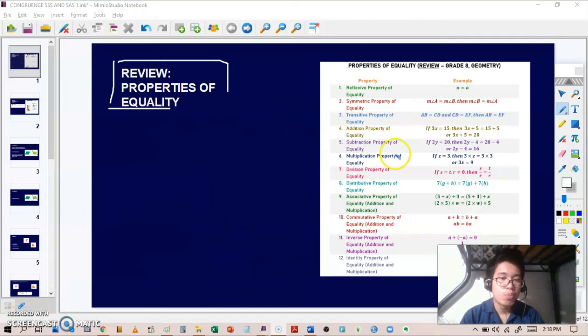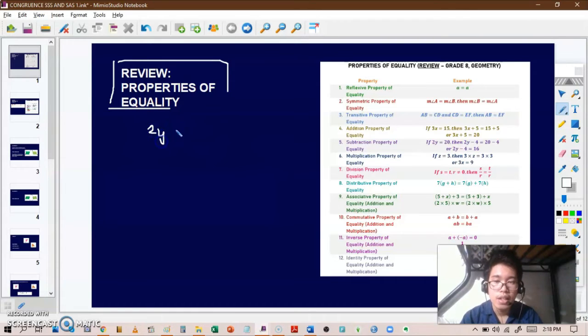Then we have the subtraction property of equality. It's much the same as the addition property of equality. For example, we have here 2y is equal to 20. Instead of adding, we will subtract. Let's think of a constant, for example 2. Then we also need to put 2 on the right hand side, to subtract from the value there. So that will be 2y minus 2 is equal to 20 minus 2, or simply 2y minus 2 is equal to 18. So that's the subtraction property of equality.